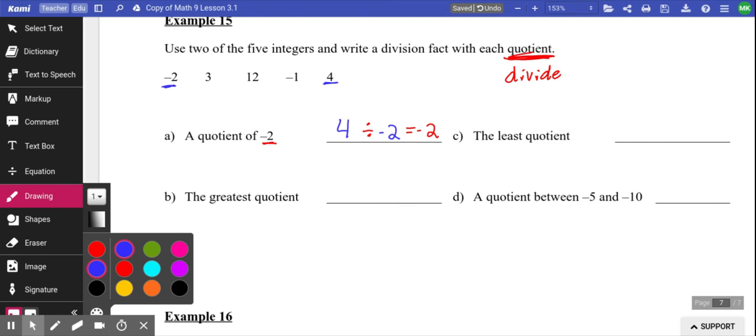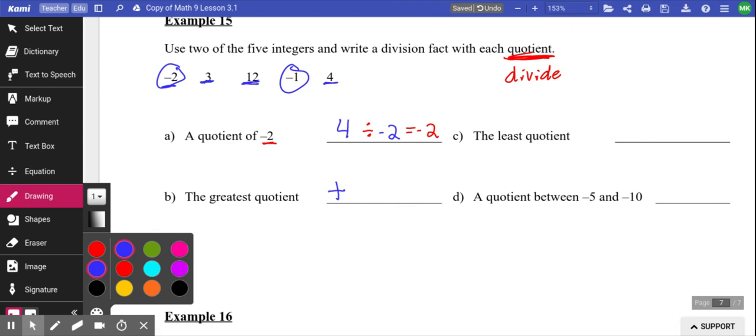That would be different because that would be counting by fours, right? So you'd be saying how many groups of 4 come out of 2, and it would only be a half. You can only do half of a group of 4 out of 2, so that wouldn't work. The greatest quotient. If we want a greatest quotient, we want a positive answer. So that means we want either 2 negatives or 2 positives. You could do either 12 divided by 3, or you could do negative 2 divided by negative 1.